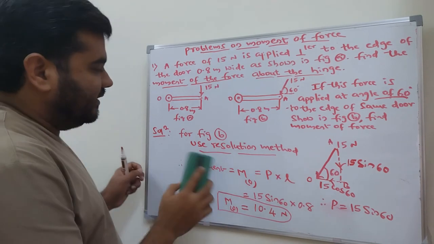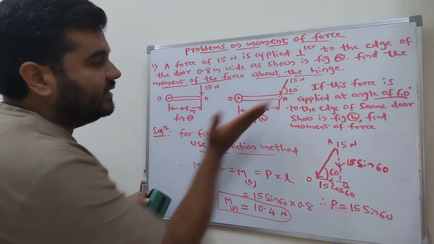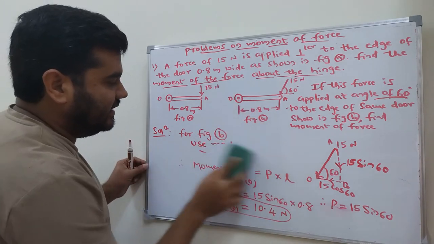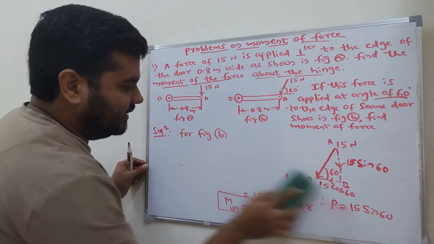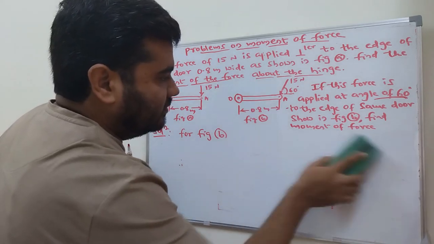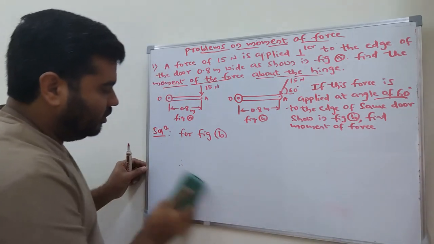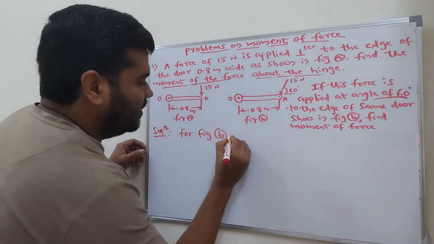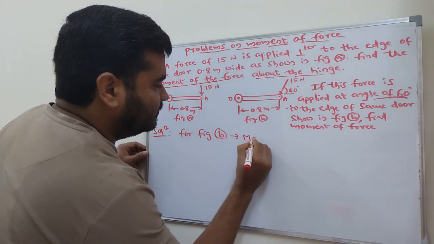Now, one more method. The second method is you need to find out the perpendicular distance. I'll tell the second method here, how to calculate, but you will get the same answer. Method 2 for this one.